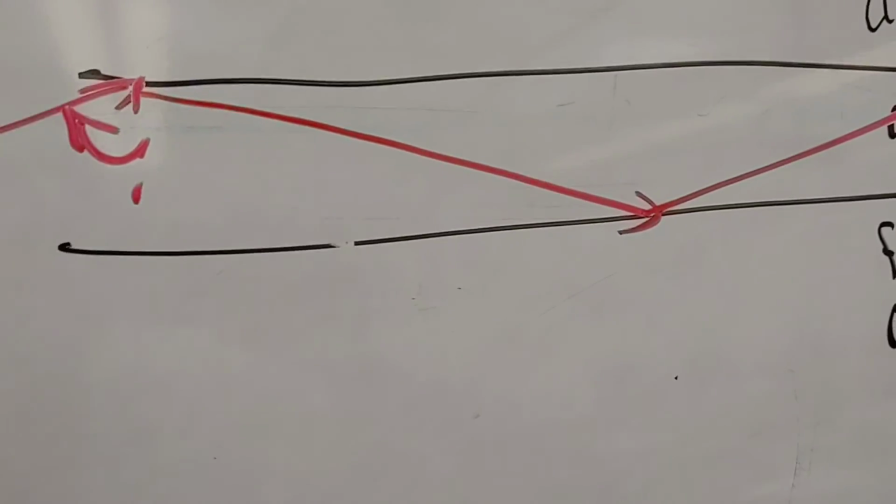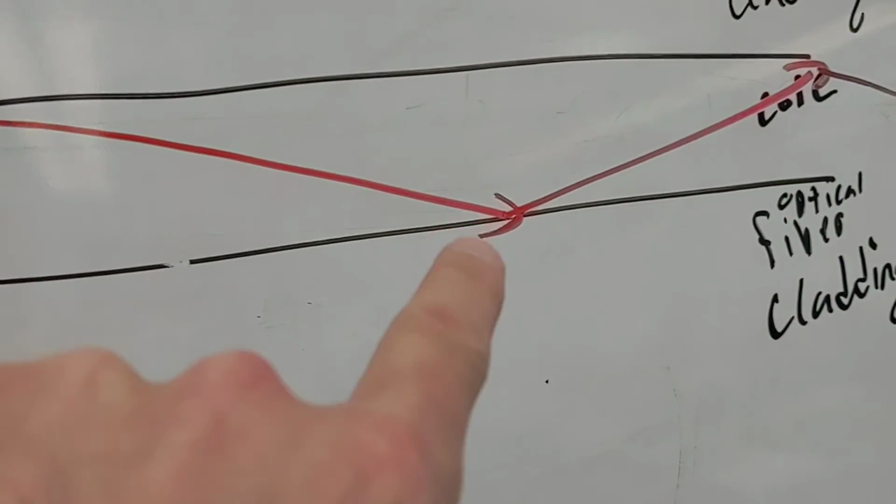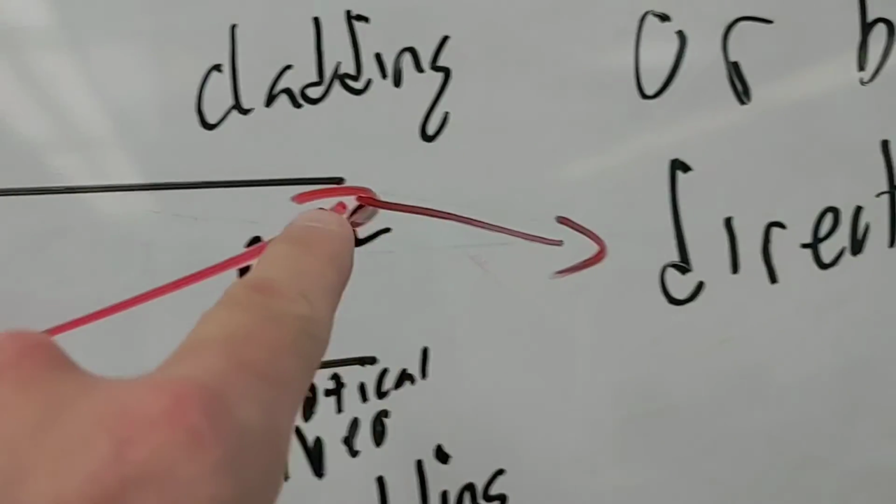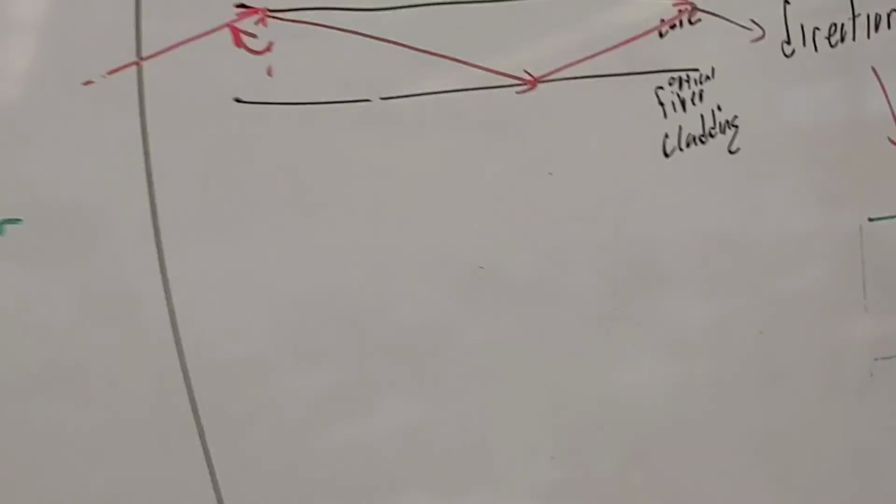So light comes in. It just hits the other side. Dang it, I can't get out here either. It hits the other side, and it just keeps on traveling through.